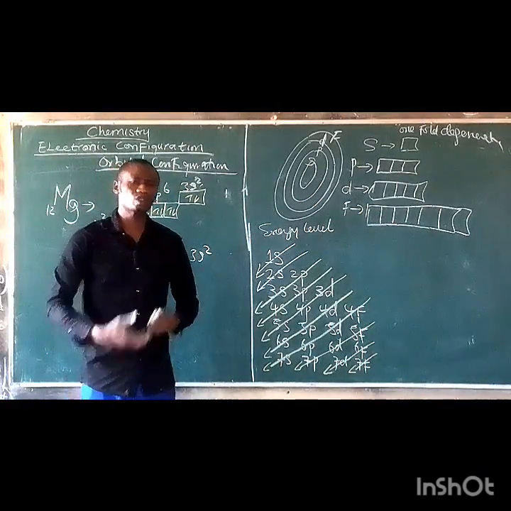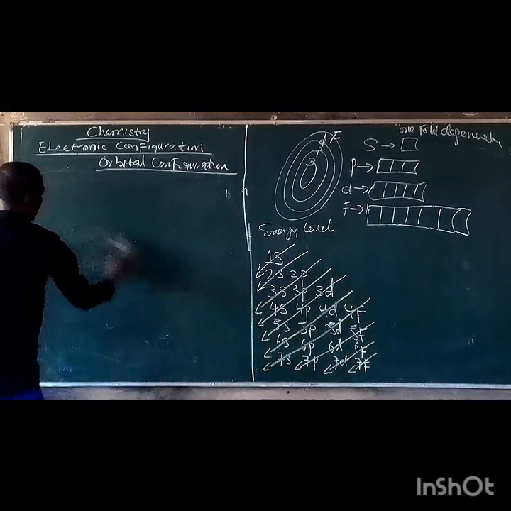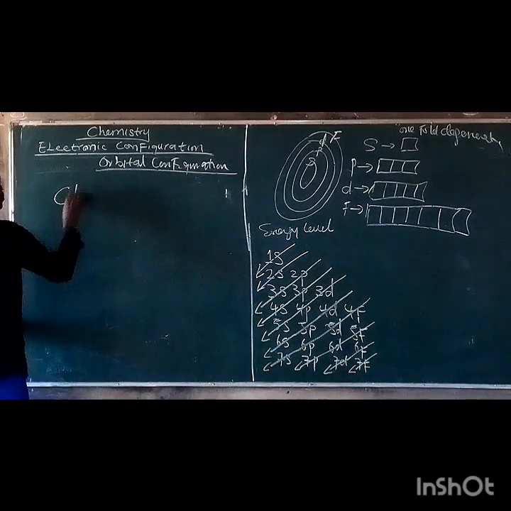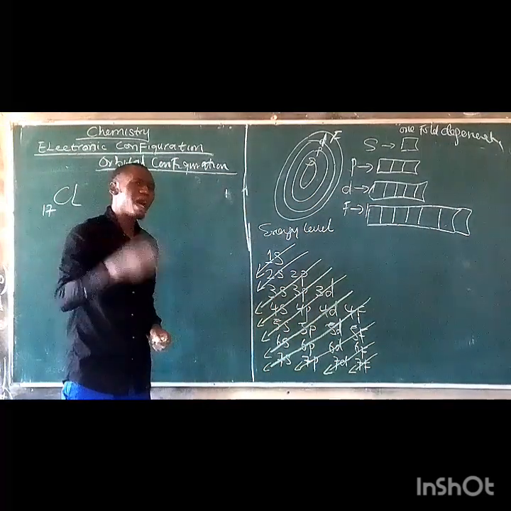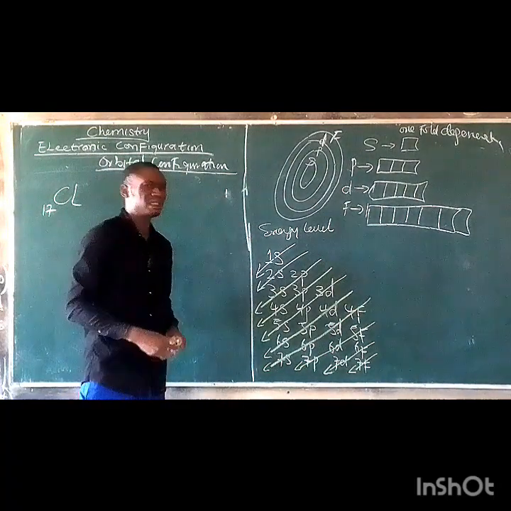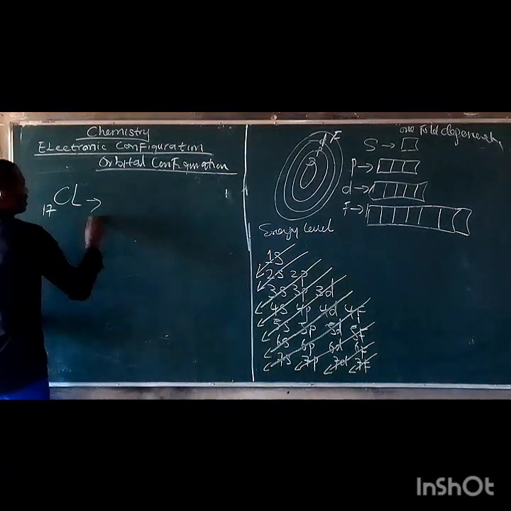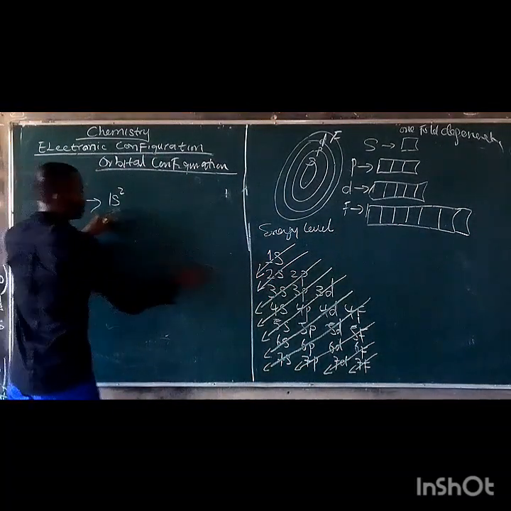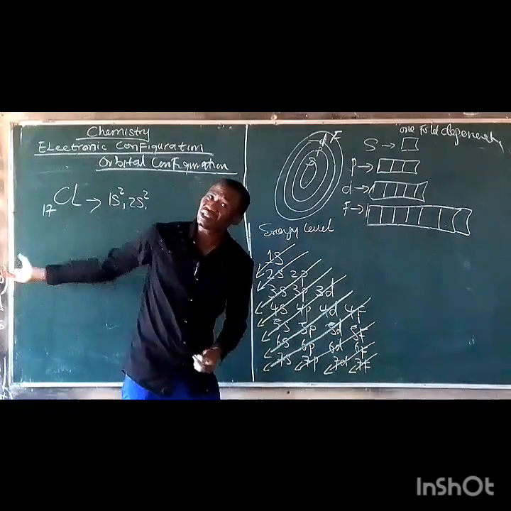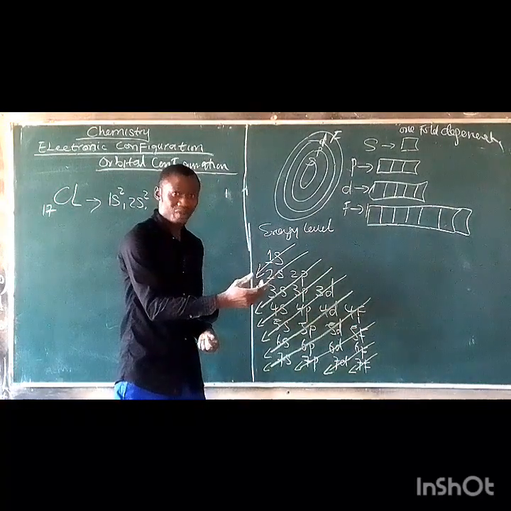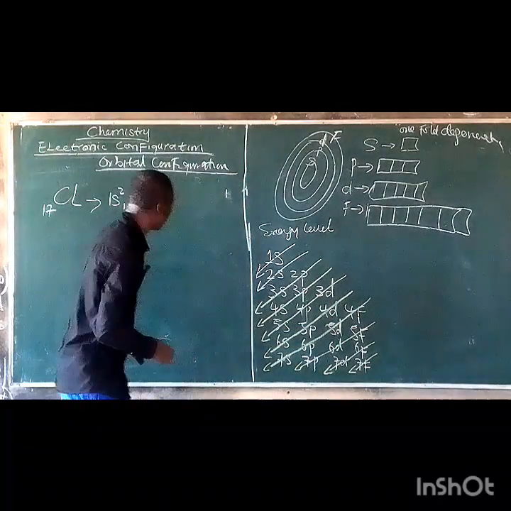Now, let's do another one. Let's do the electron configuration for chlorine. Chlorine has atomic number 17. Notice that this chlorine doesn't have a charge on it, so the number of electrons remains 17. It's not going to change because the chlorine has no charge. So this will become 1s2. After that, 2s2. Why are we continuing? Because we are going to 17. When we get to 17, you stop. Full stop when you get to 17.